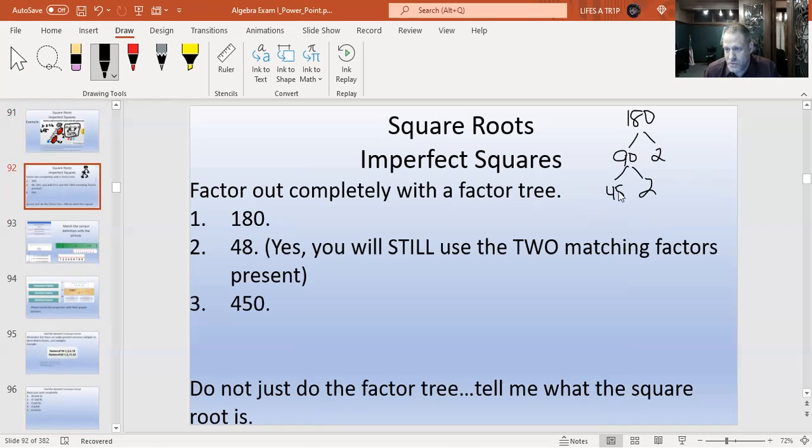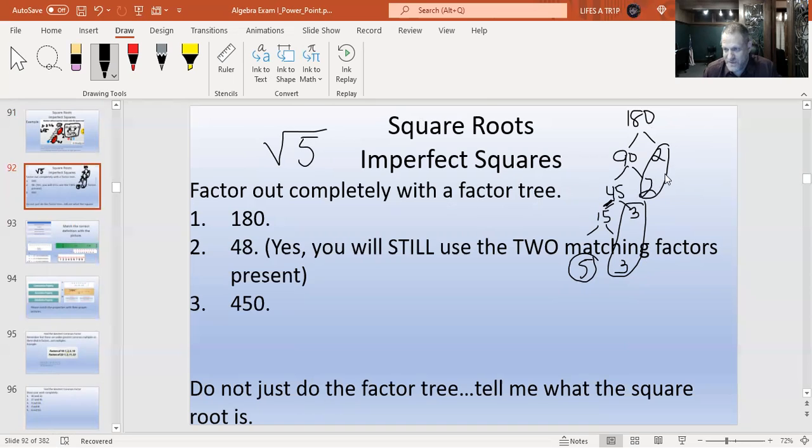Can we have another 2 here? No. Divisibility rule. That's a 5, that's an odd number. So we're going to have to switch patterns here. Let's do a 3 and a 15. We can still follow the same pattern, a 3 and a 5. So we have a pattern here, a pattern here, and a lowly number here. What did I say the lowly number was going to go under? It's going to go under that square root sign.